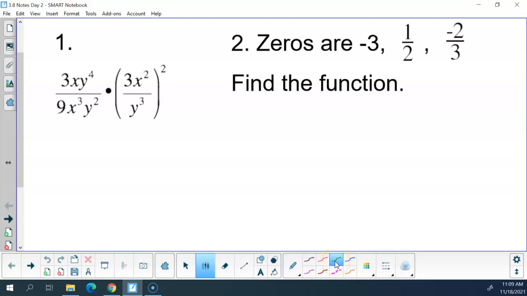So this fraction, we could simplify to be y squared over 3x squared. Yes? But you don't have to. Okay? You could just leave it as is too. And that's fine too.